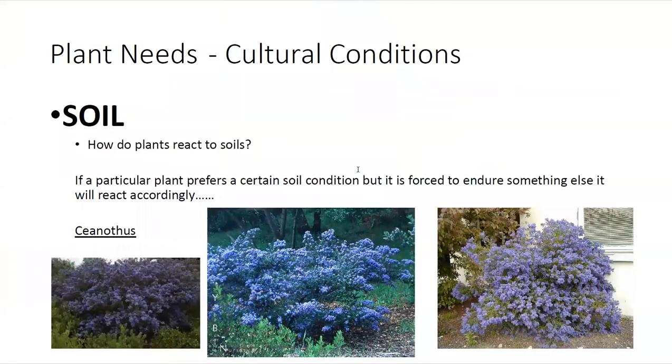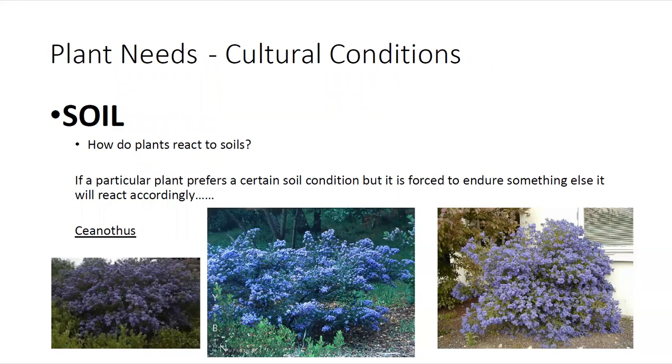Now, there are some other plants that really have a hard time in certain types of soils. If a particular plant prefers a certain soil condition but is forced to endure something else, it will react accordingly. Ceanothus is really notorious for this. Ceanothus prefers zero to very little organic matter. It's a soft chaparral plant. Most of them are. There's a lot of different cultivated varieties, and a lot of different species of Ceanothus.